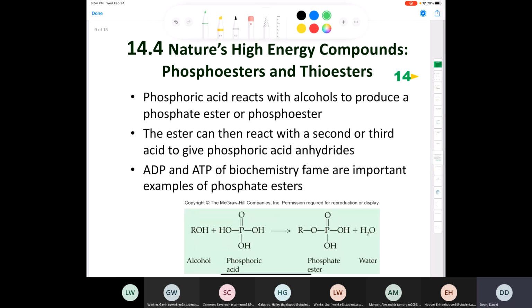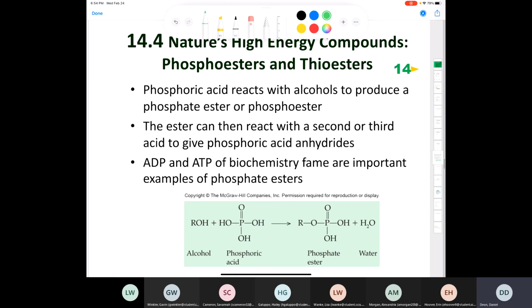I'm not really going to ask you anything in this chapter about phosphoesters, because these come up quite a bit later on in the class. It says here that phosphoric acid, H3PO4, shown right here, reacts with an alcohol to produce a phosphate ester. So this is a different kind of ester. You should be able to recognize a phosphate ester. So let me throw that out there. If you see one in a police lineup, you should be able to pick it out.